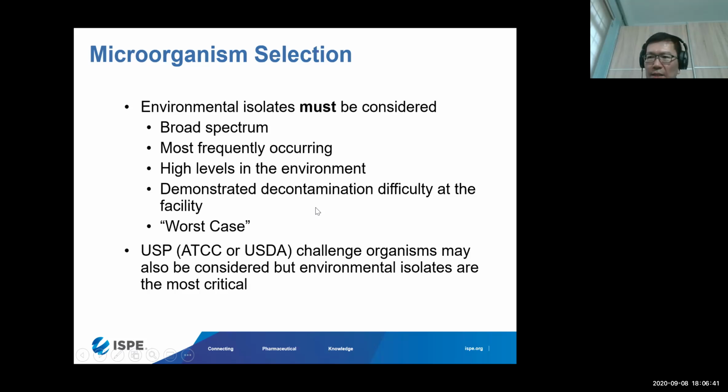When you do the microorganism selection, it must be broad spectrum, most frequently occurring in the environment, at high levels in the environment, and with demonstrated decontamination difficulty at the facilities, or the worst case. If you are a new facility, of course, you can use the ATCC strain challenge microorganisms. But if down the road you have your own environmental isolates, you may want to consider doing that as well. The key is to include some of the environmental isolates in your studies.